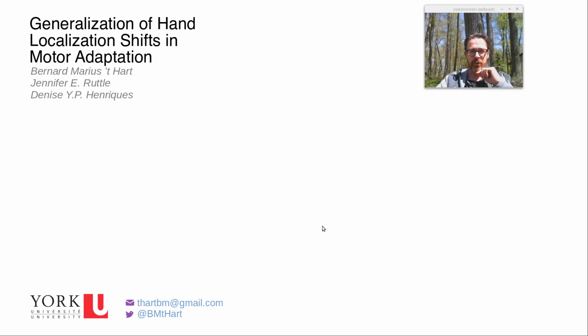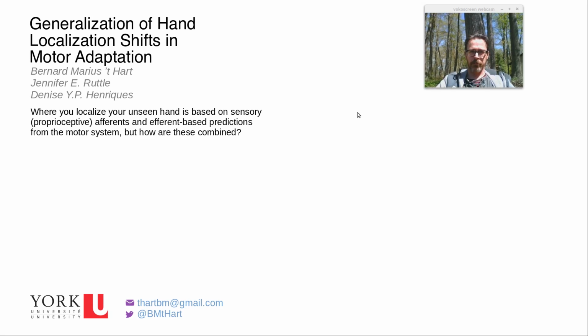Something about my work with Jennifer and Denise on the generalization of hand localization shifts in motor adaptation. Knowing where your hand is, localizing your hand, is important for movement and for adapting movements. So it is interesting for us to understand how we localize our hand. This can be based on signals from the motor system, predicted sensory consequences which get updated, and it could be based on sensory signals, proprioception, that gets changed in motor adaptation as well. So how do these two get combined?